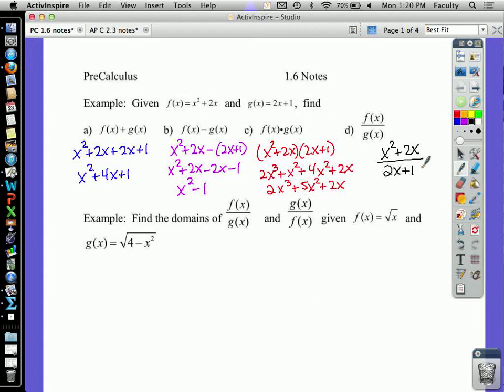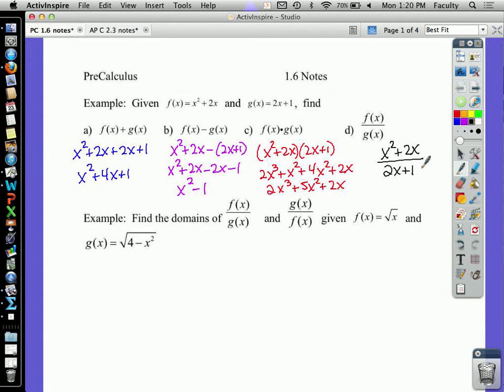If you are subtracting polynomials, subtracting functions, if it's a sum or difference, you have to insert the parenthesis in order to subtract the entire function. Letter C, you end up using FOIL. In D, you divide, and there's nothing else you can really do. You could factor out the x in the numerator, but nothing cancels, so it's okay.